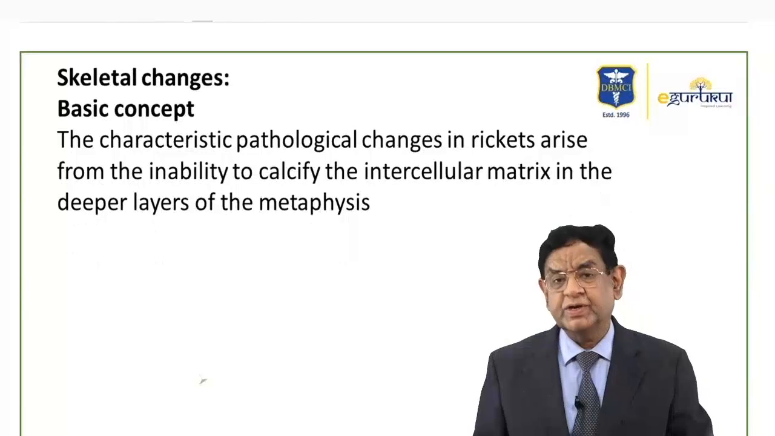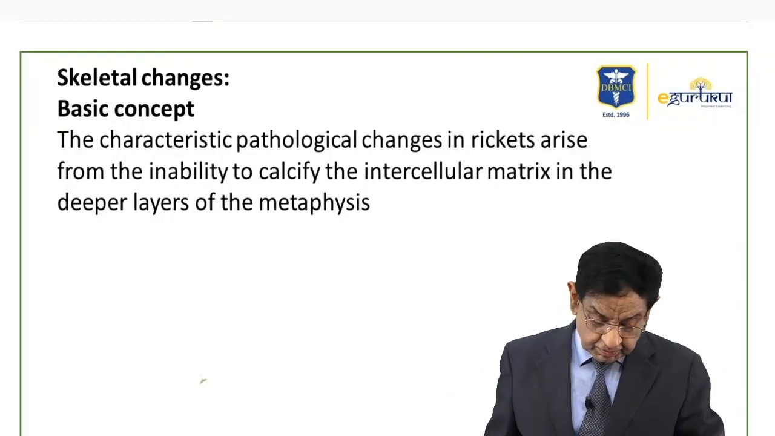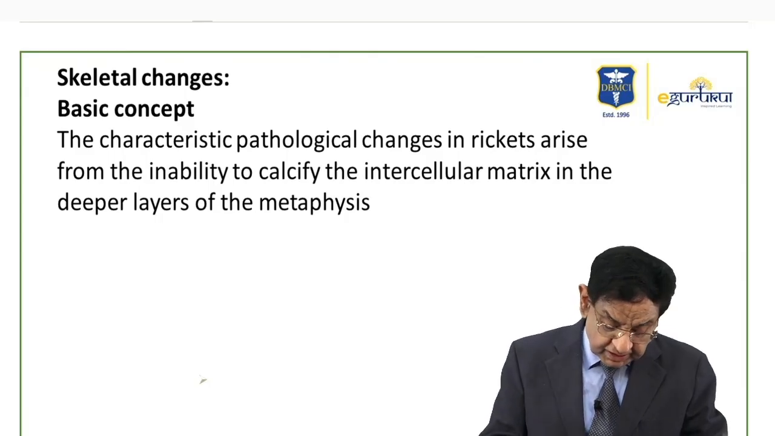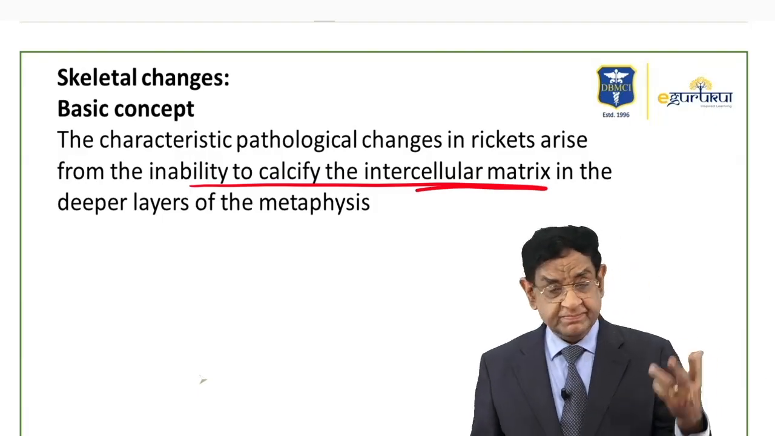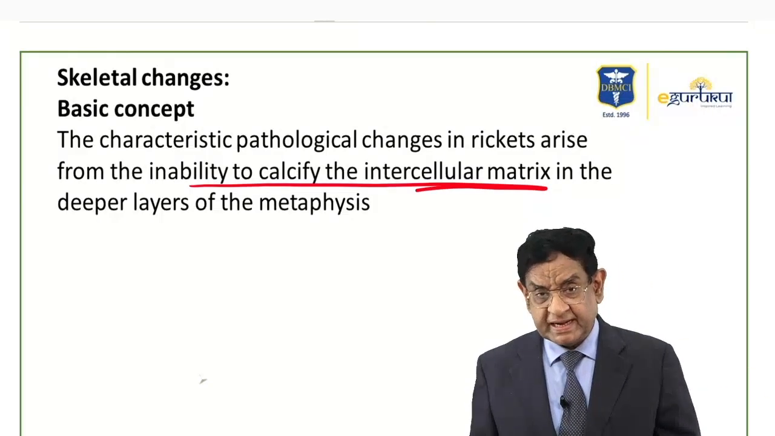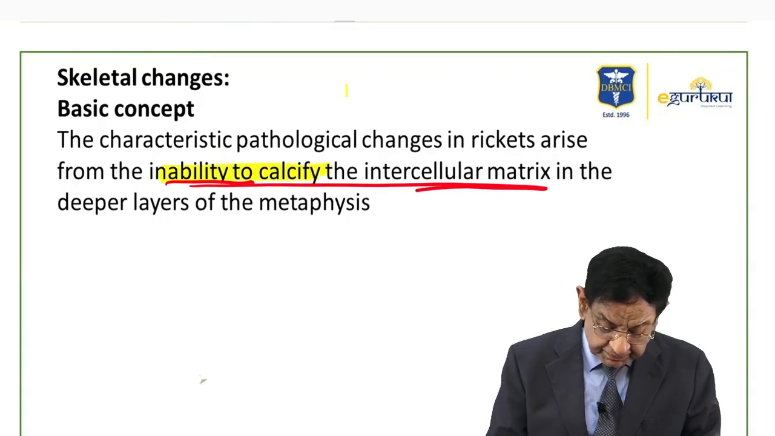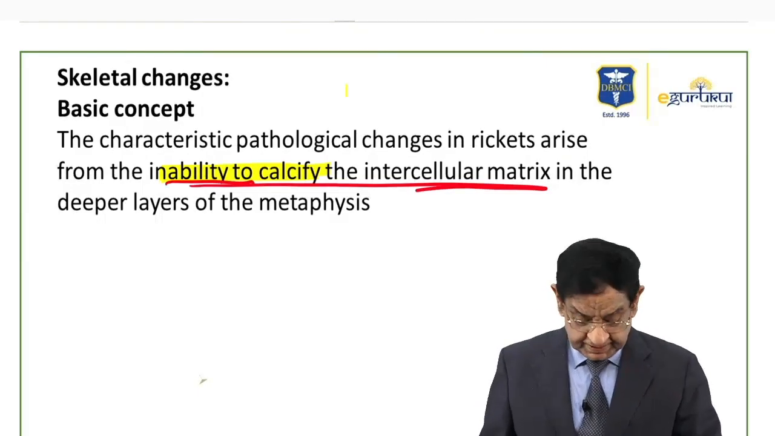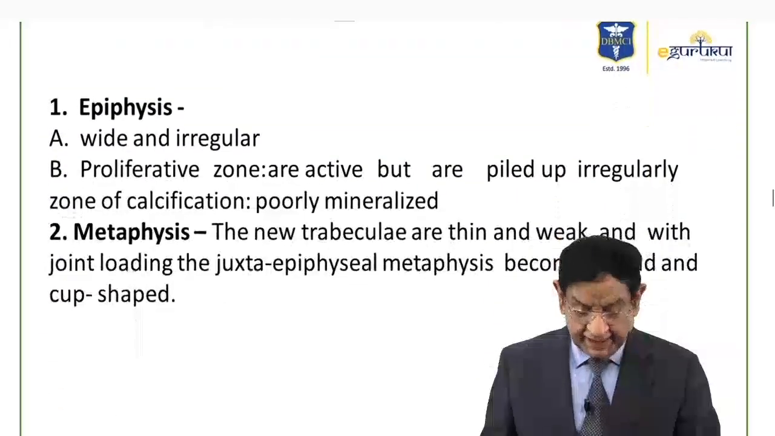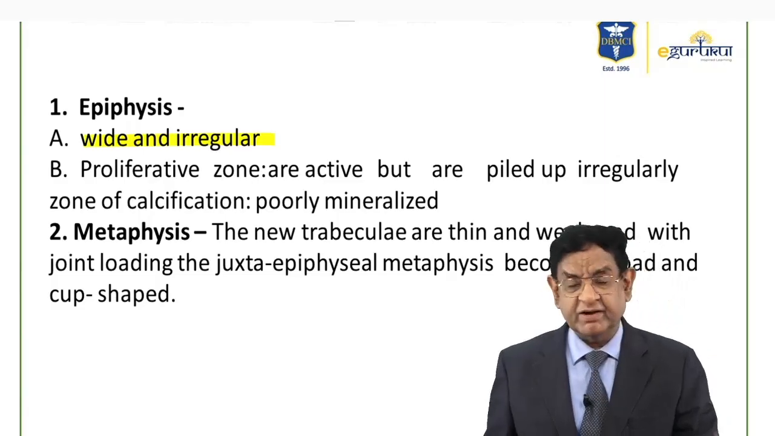Now, what changes do you get in X-ray in general? Let's learn the basic concept. The bone is not able to calcify the intracellular matrix. That we have understood: the problem is in the mineralization. So, inability to calcify, the classical question. If bone is not able to calcify, what happens? You are going to get epiphysis wide and irregular.